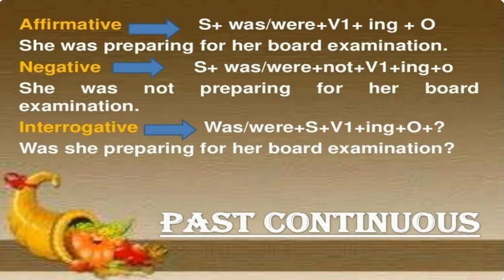So let's have a look at a few examples. She was preparing for her board examination. She was not preparing for her board examinations. Was she preparing for her board examinations? So hopefully you understood past continuous tense. Let's see its implementations on the next slide.